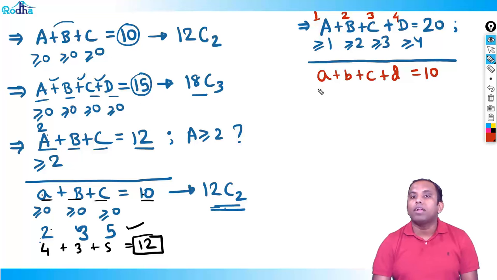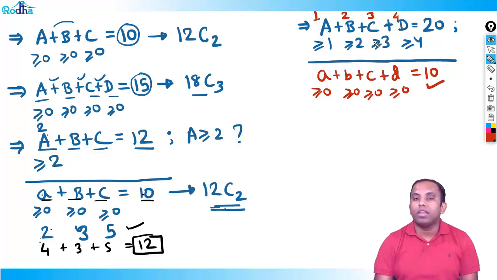Now, we will simply count the cases because all are now greater than or equal to 0. We will simply count the cases because the number of cases will be the same. So, whenever D is 0 in this case, D is actually 4. Whenever C is 0 in this case, C is actually 3, right? So, this is the case.